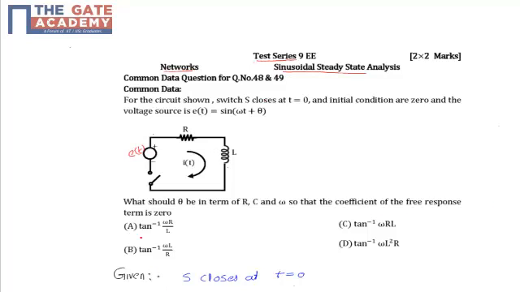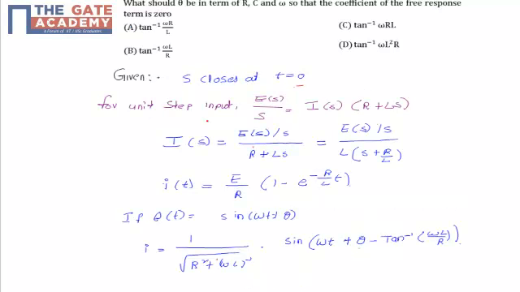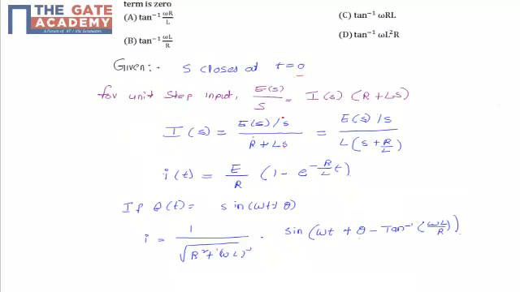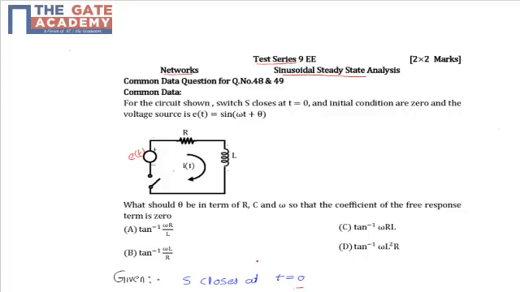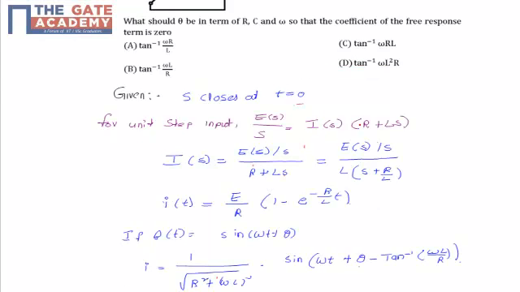So the switch S is closed at t equal to 0. Then for the unit step input, e of t becomes E of s by s, which equals I of s times R plus Ls, in series. From here we can calculate I of s, which equals E of s by s by R plus Ls, equal to E by s by L into s plus R by L, by taking L as common.